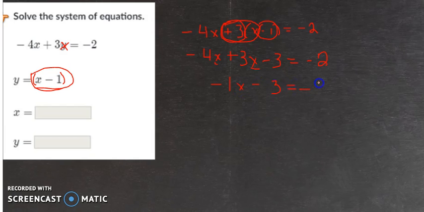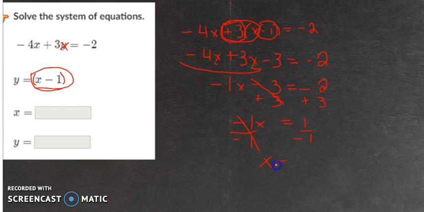Combining like terms on the left side. These are like terms. And now I will undo this minus 3. The inverse operation, or the opposite, is adding 3 to both sides. So now I have negative 1x equals negative 2 plus 3, which is just like saying plus 3 minus 2, which is 1. And now divide both sides by negative 1.